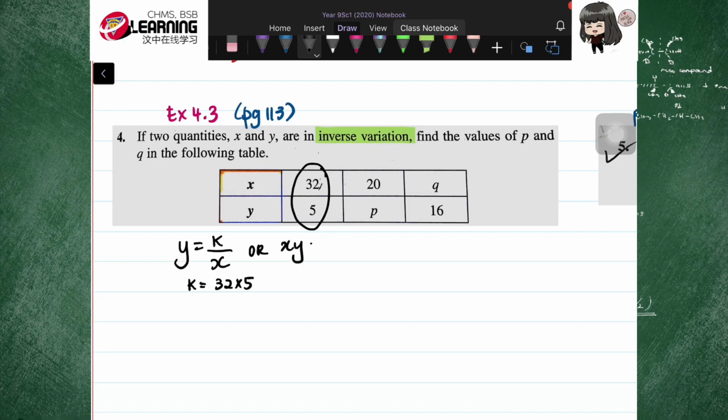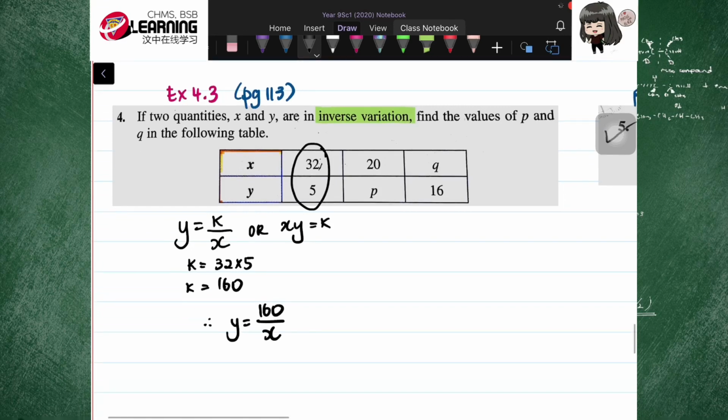As I said just now, you can use xy equals k, or y equals k over x. It's the same. You use one of them, you get the same answer. You find k. K is your constant, so your k equals 160. So if they're asking you to find the equation, it is y equals 160 over x, or xy equals 160. It's the same.